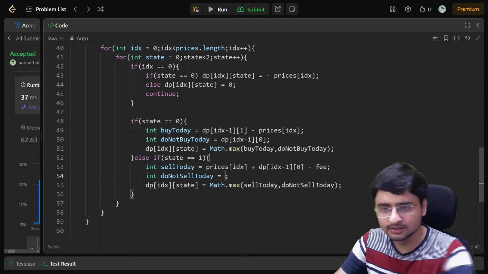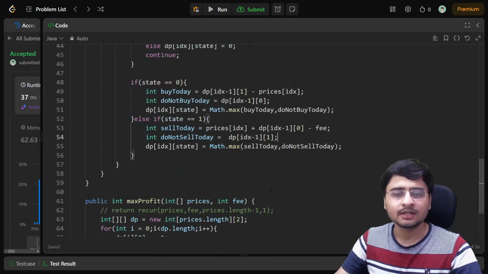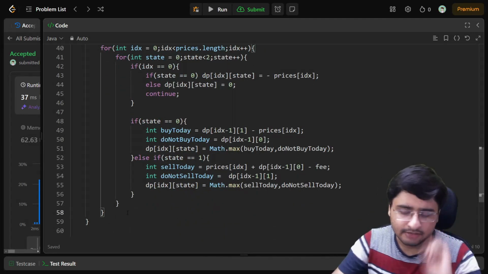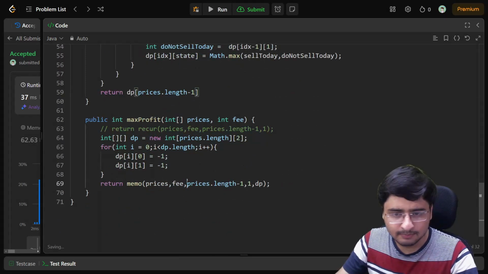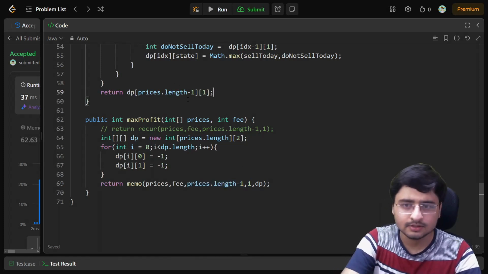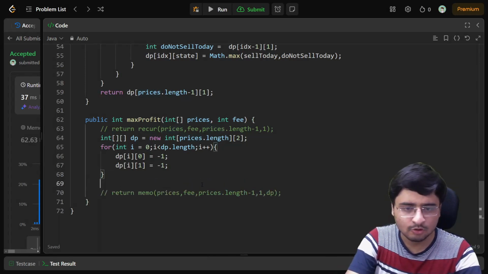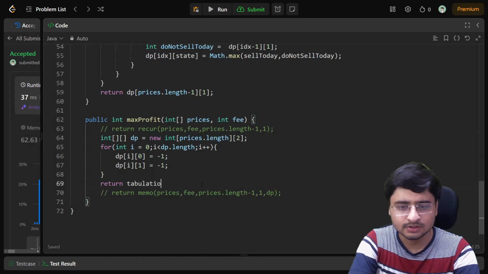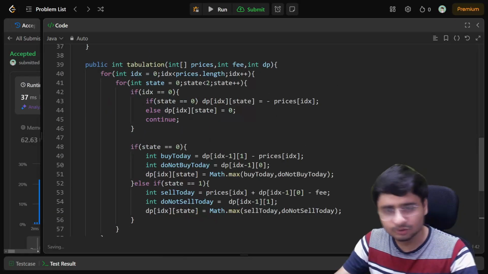So I'm simply going to return this directly. Copy this, paste this, index minus 1, and I'm going to write 1 here. Correct. And in the end, where will your answer lie? Return DP of prices dot length minus 1, comma 1. So this will be your answer. Okay. So instead of just doing this, let's call return tabulation. I'll pass the prices array, fee here, and DP array. These three things I'm going to pass, and this is the actual tabulation code.